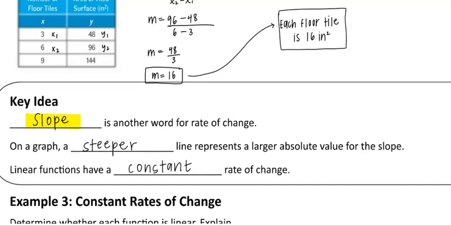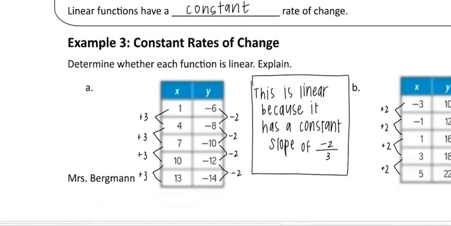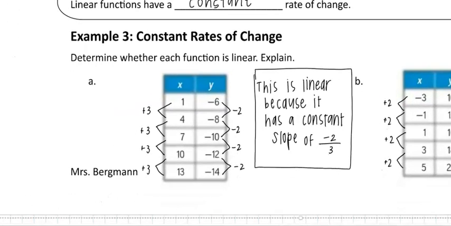Linear functions always have a constant rate of change. So what that means is that no matter where you look, no matter what 2 points you choose on the graph, it's always going to give you the exact same rate of change because it's a straight line. So let's take a look at some examples of that. Let's figure out, are these linear or nonlinear, and explain our thoughts.